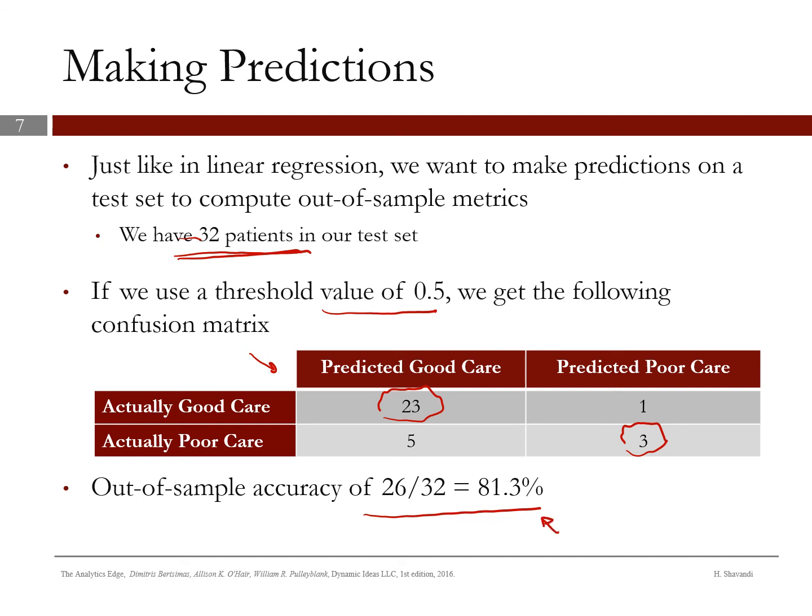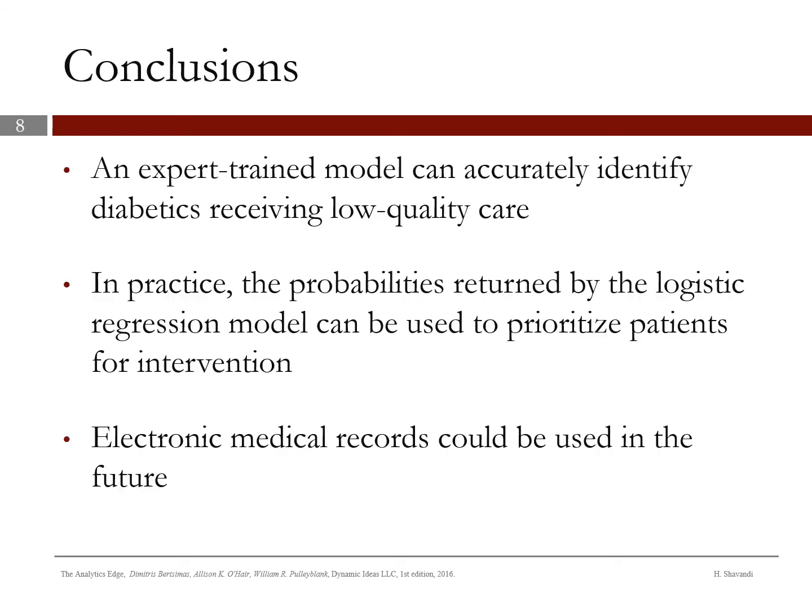So as you see here, the accuracy of the model in the out of sample data, or the test data set, is even better than the training data set. Okay. So in conclusion, we developed a logistic regression model based on the opinion of the experts on rating the quality of healthcare for 131 patients in our data set, and this model predicts accurately the outcome for the quality of healthcare.